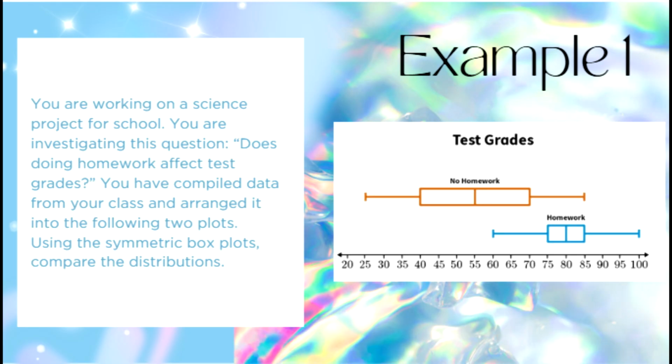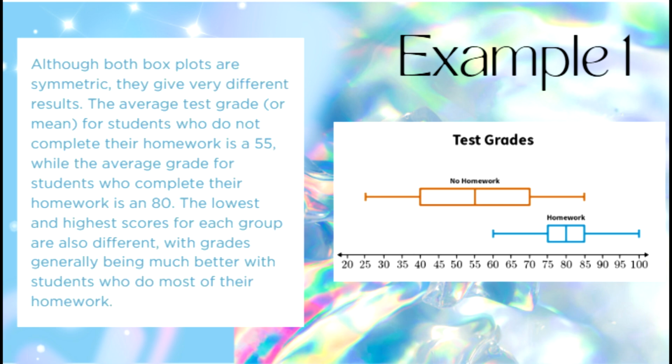Here is example number 1. You are working on a science project for school. You're investigating this question: does doing homework affect test grades? You have compiled data from your class and arranged it into the following 2 plots. Using the symmetric box plots, compare the distributions. You can tell looking at these that these are symmetric, but it's also told us it's symmetric, so we can just go with that. Although both box plots are symmetric, they give very different results.